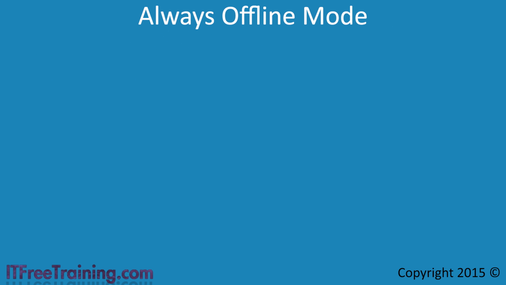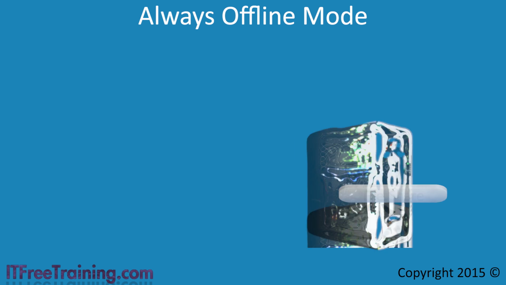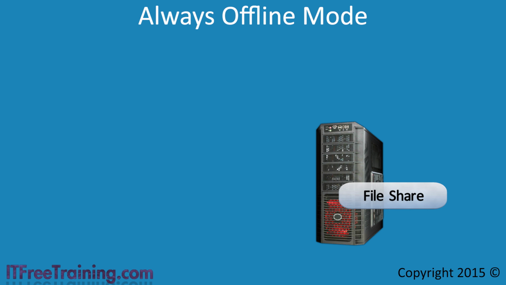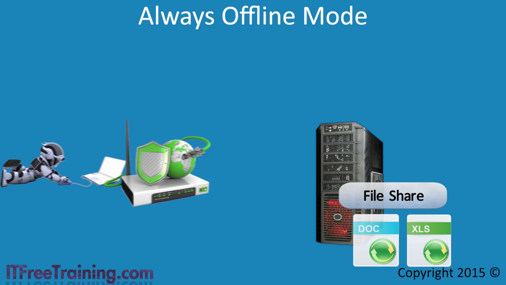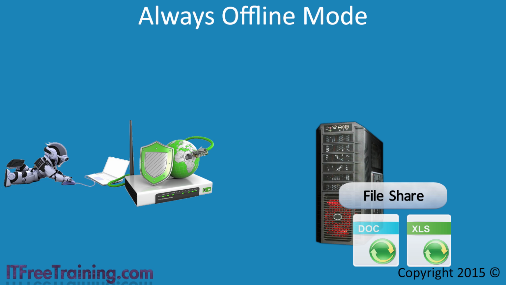The last feature I will look at is Always Offline mode. When offline files is being used and this option is enabled, the user will always use the offline copy even when the server is available in good network conditions. Consider that you have a file share, and on that file share are some files. The user may be a remote user or even on the same network as the server, so there may not be poor network connections between the two.